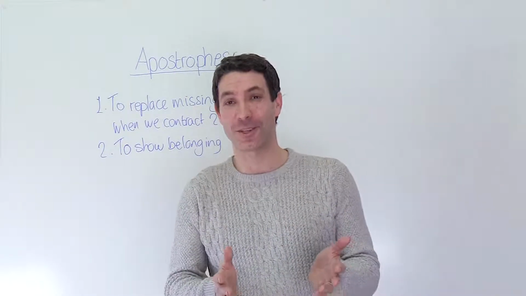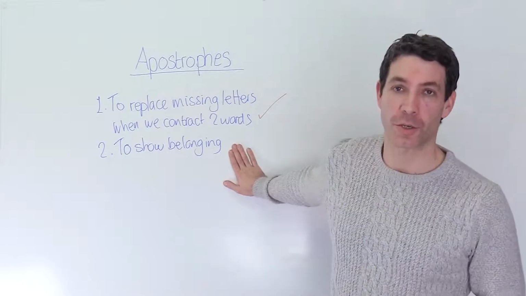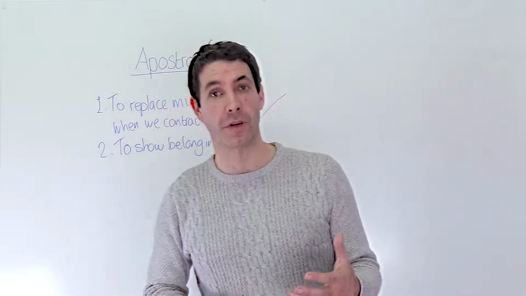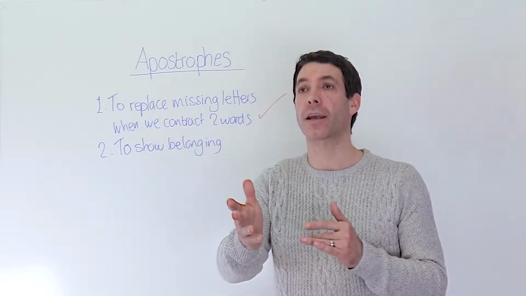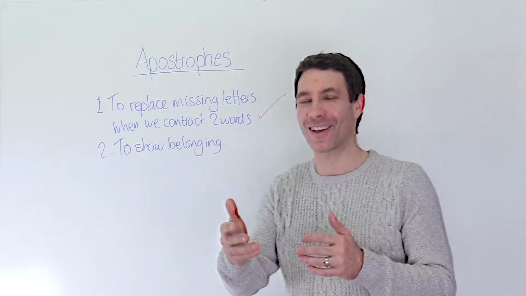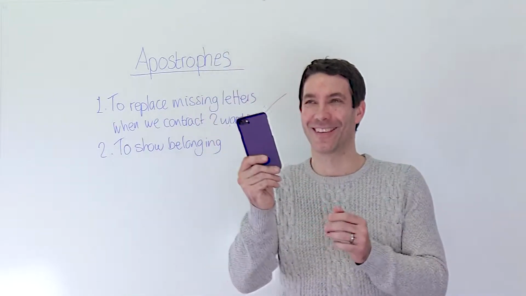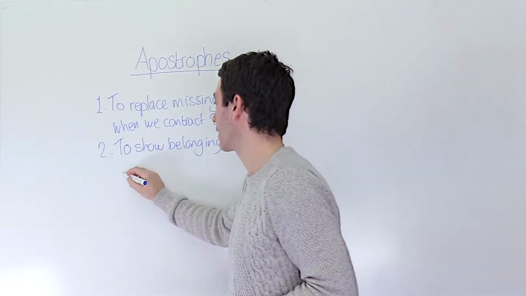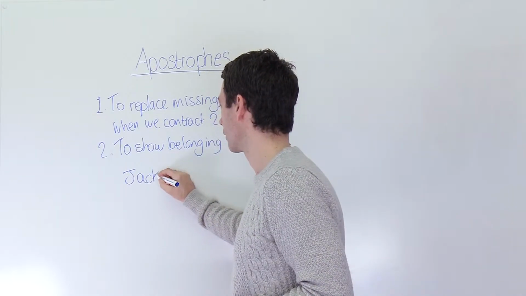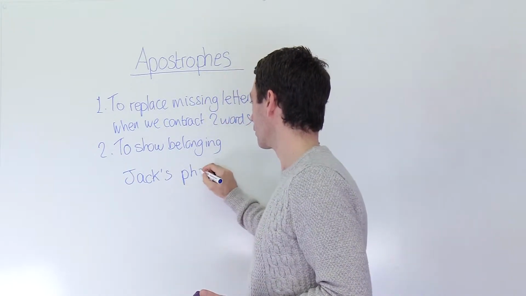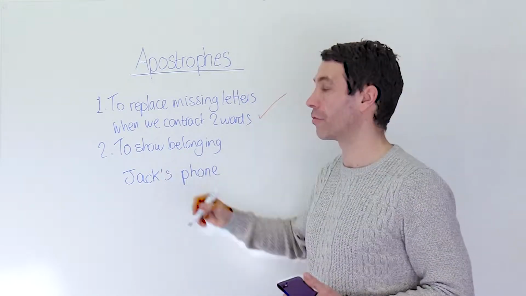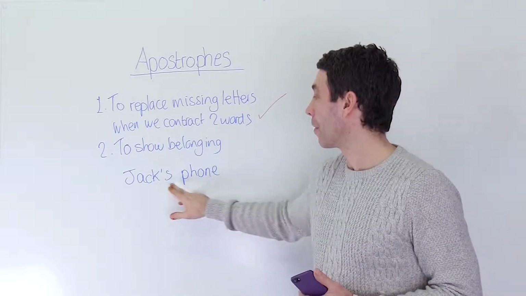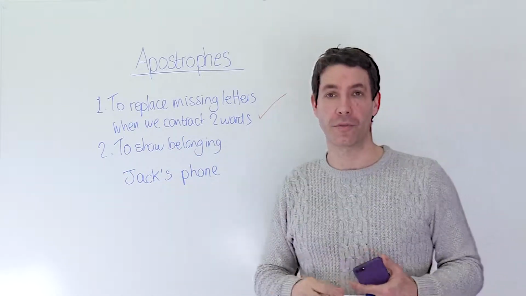Now it's with the second use of apostrophes, when they're used to show belonging, that things tend to get a little bit trickier. So let's spend a moment or two looking at this. Jack, can you pass me your phone? No, go on, I'll catch it, it's fine. Oh, there you go, see? This is Jack's phone, and we can write it in this way. We have used the apostrophe and the S to show belonging. The phone belongs to Jack.